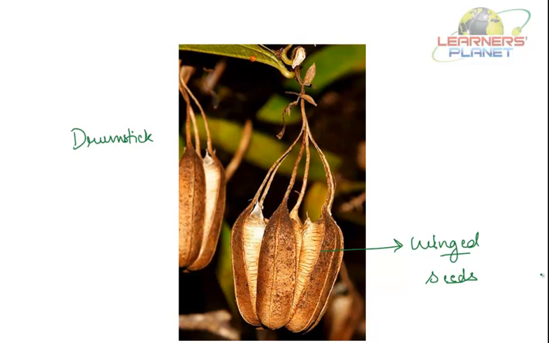Students, the seeds which are often wind dispersed are smaller seeds that have wings or other hair-like or feather-like structures. Plants that produce wind-blown seeds, like the dandelion or the drumstick, often produce lots of seeds to ensure that some of them are blown to places where the seeds can germinate. So in this way, wind dispersal takes place.